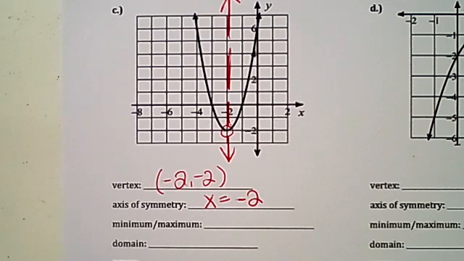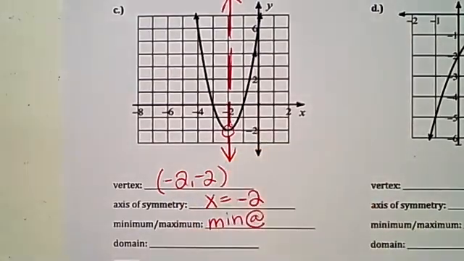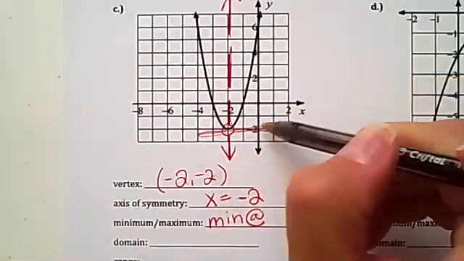Okay, does this graph have a minimum or a maximum? What do you guys think? Does it have a low point or a high point? A low point. A low point, so it has a minimum. Good. Now we just have to figure out where this minimum is. So we use the y value of the vertex, or k. So we would say this has a minimum at -2.